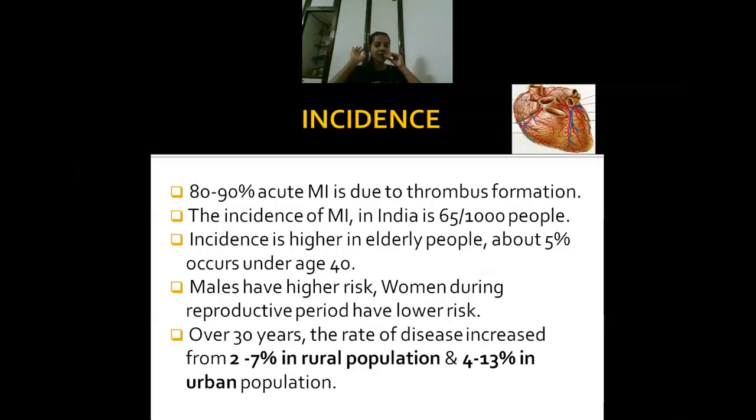And it was also seen that the rate of heart attack has increased from 2% to 7% in the rural population, and in the urban population it has increased from 4% to 13%.